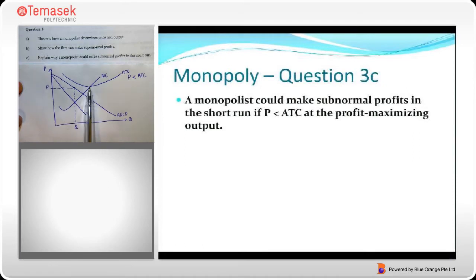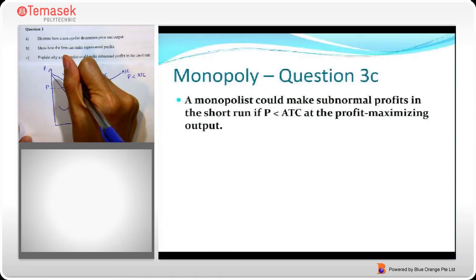Please remember in your exams, never look at this intersection. We are only concerned about the ATC at the profit maximizing output. So always refer to Q in order to derive your price. Price comes from our demand curve. To get ATC, look at the profit maximizing output, dot up until it hits the ATC curve, and that will give you your cost.